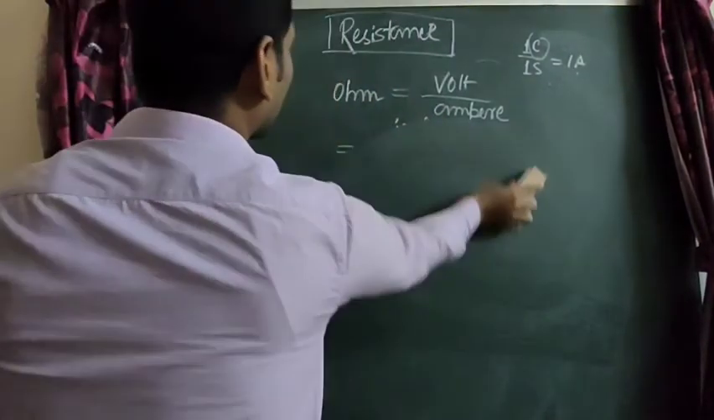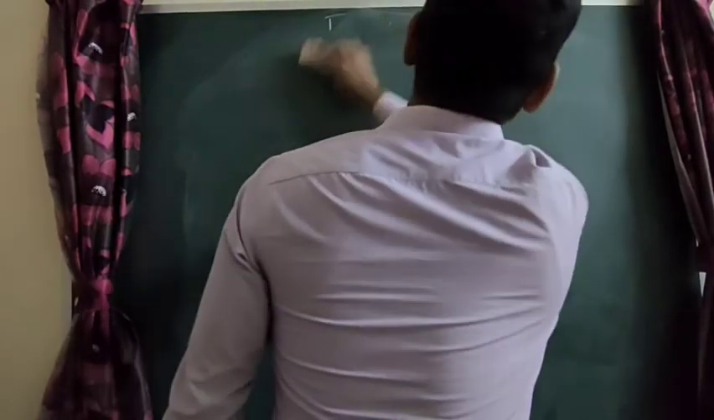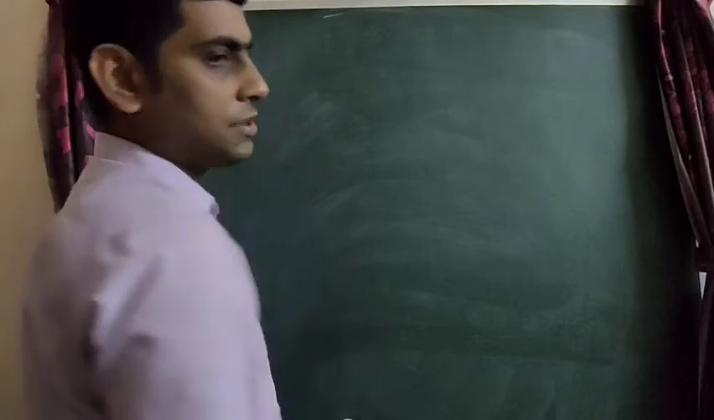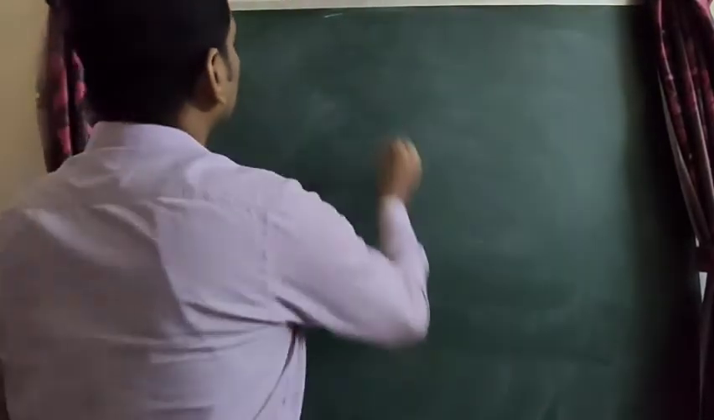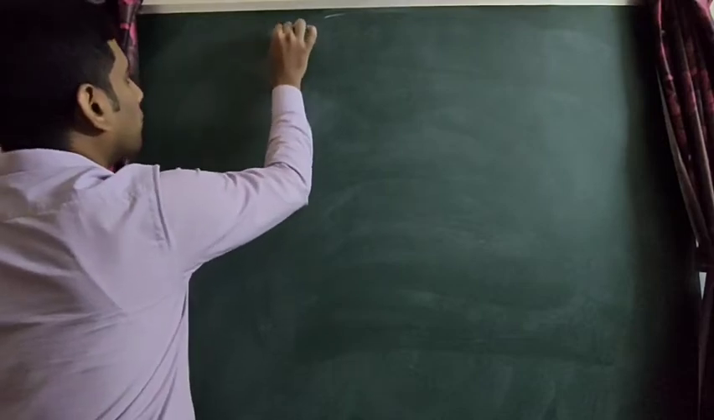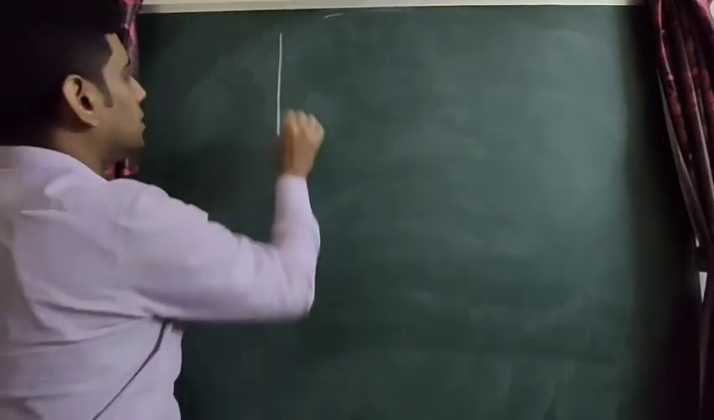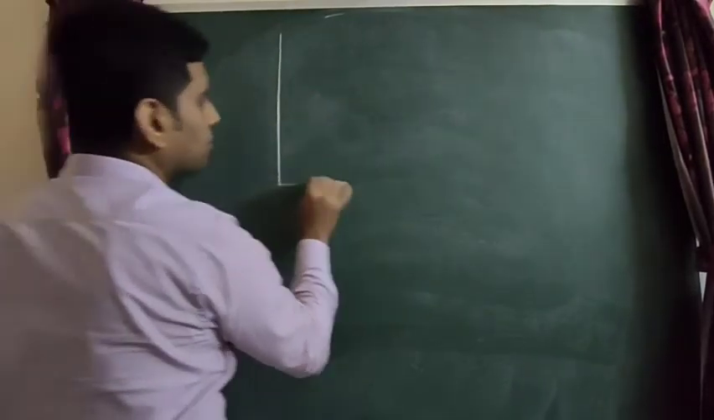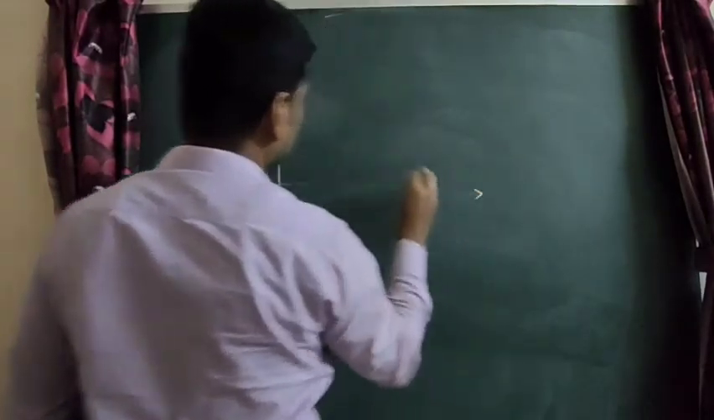Next, I will discuss the factors on which the resistance of a conductor depends. First, from Ohm's law, what you have seen: there are two types of resistors, one is ohmic and one is non-ohmic.